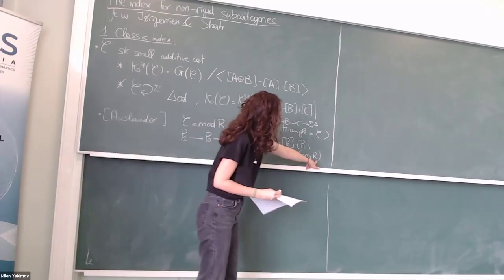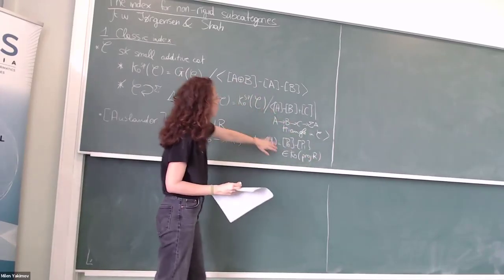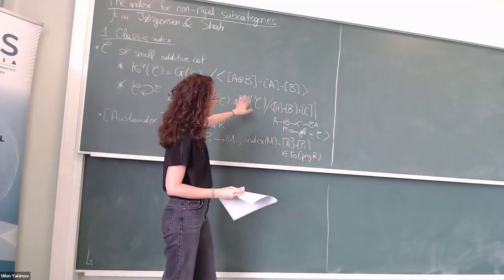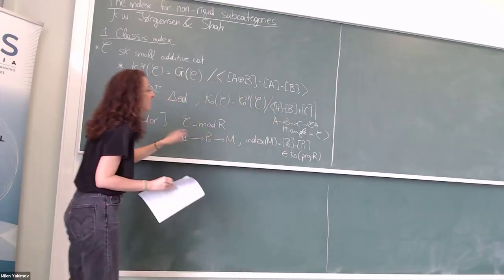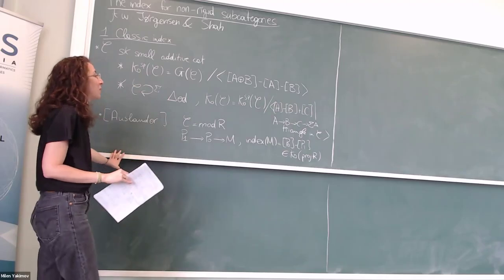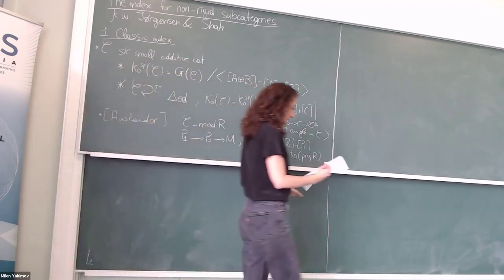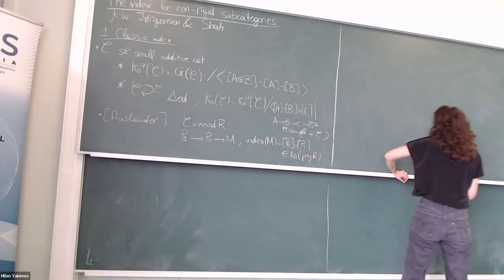And this is an exact category, so here we would actually need the corresponding definition for exact Grothendieck groups, which I didn't write, but just for completeness. So this was the first index, and it has some nice properties.